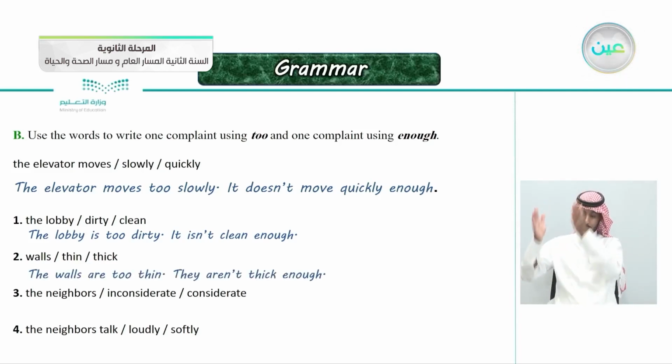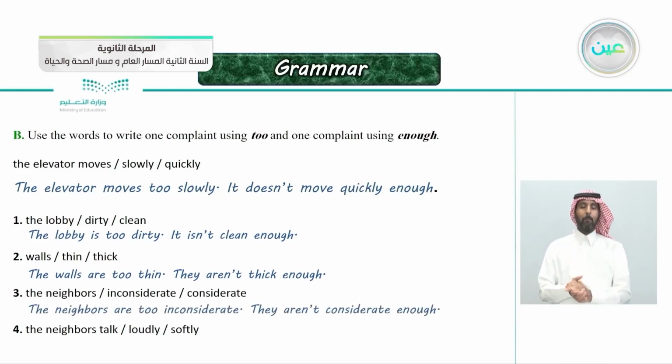The walls are too thin. They aren't thick enough. Very good. Number 3, the neighbors, inconsiderate, considerate. So let's check the answer here. The neighbors are too inconsiderate. They aren't considerate enough. Number 4, the neighbors talk loudly, softly.